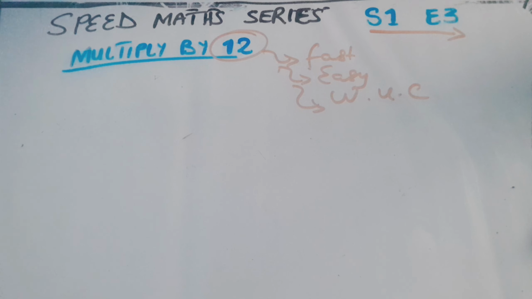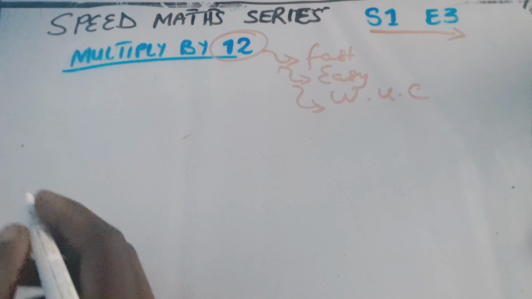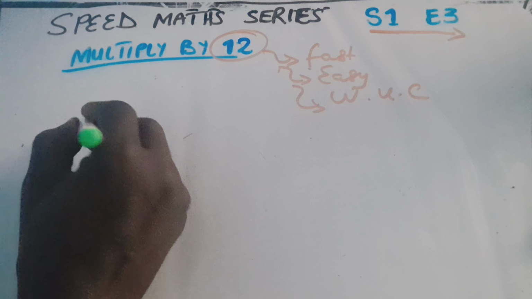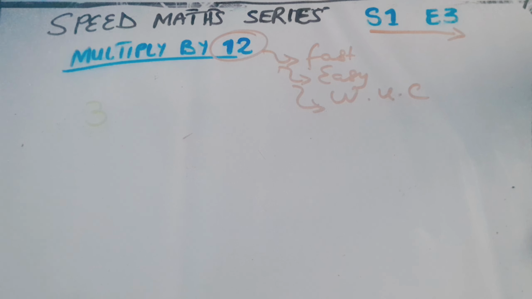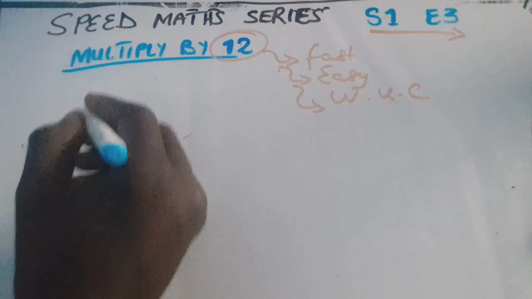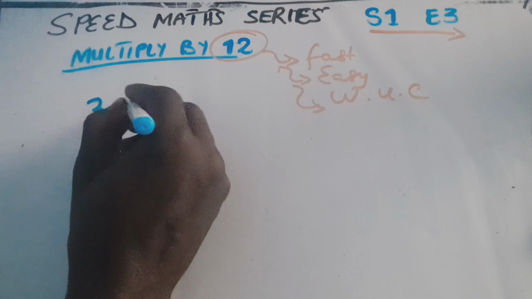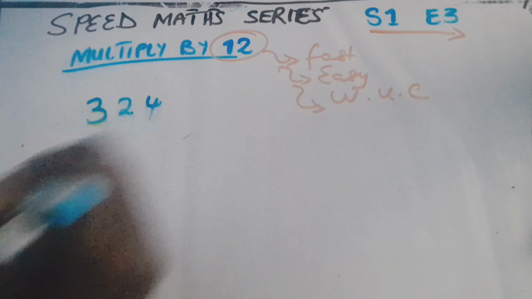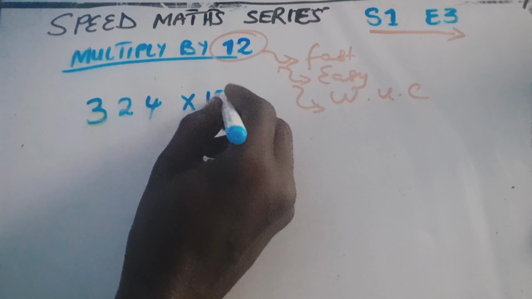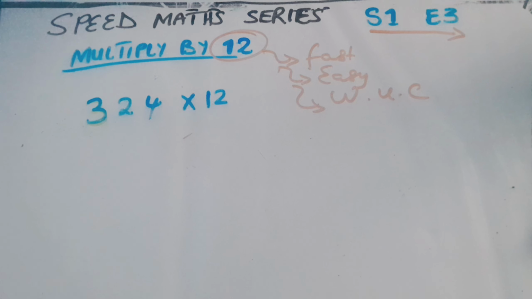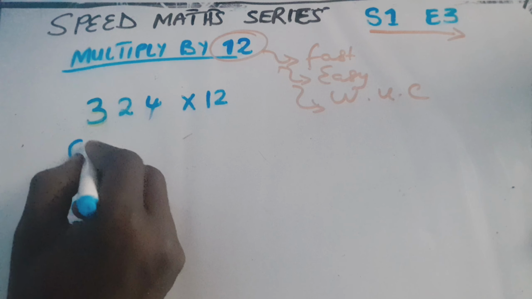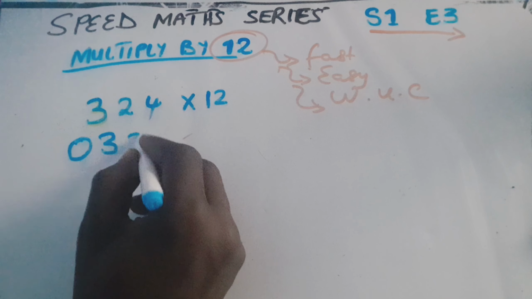So guys, multiplying by 12, we are going to need the rules that we used when multiplying by 11, right? So we said that if you have a number, for example 3, 2, 4, being multiplied by 12, what we need to do is just to place this number in our notation. So this is our notation.